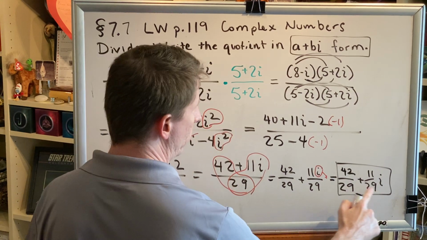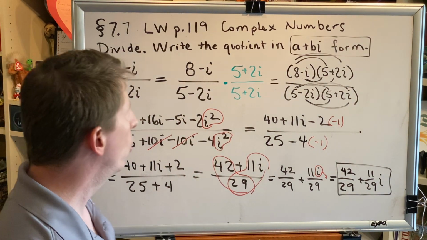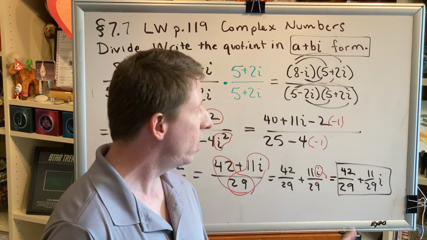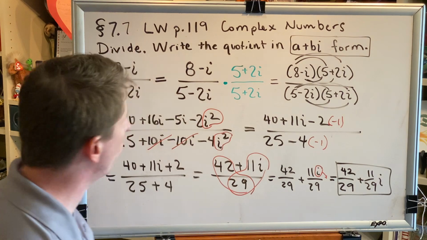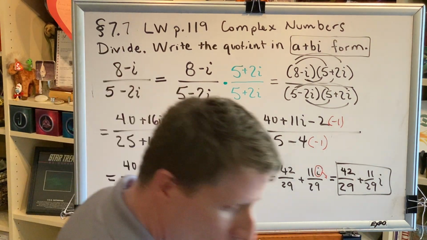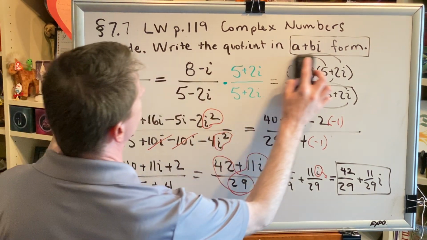If it was possible to simplify either one of these fractions, we would be required to do so. But 29 is a prime number, and therefore neither of these fractions can be reduced. Okay, let's do one more problem of this same type.